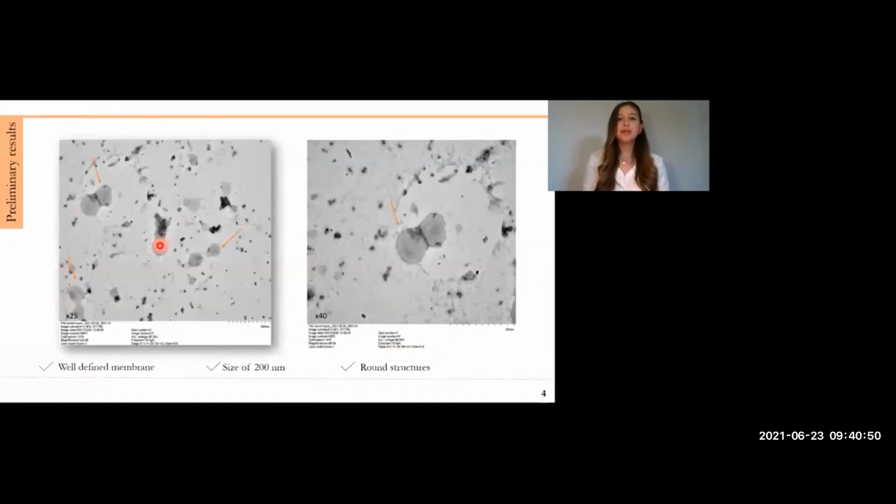Within the preliminary results, here we can see extracellular membrane vesicles from Clostridium perfringens. By using our protocol, we were able to produce membrane vesicles. Here we can see round structures with a delimited membrane. The size is approximately 200 nanometers, and knowing that Clostridium perfringens is able to produce membrane vesicles, we can now continue with the next step of our project.